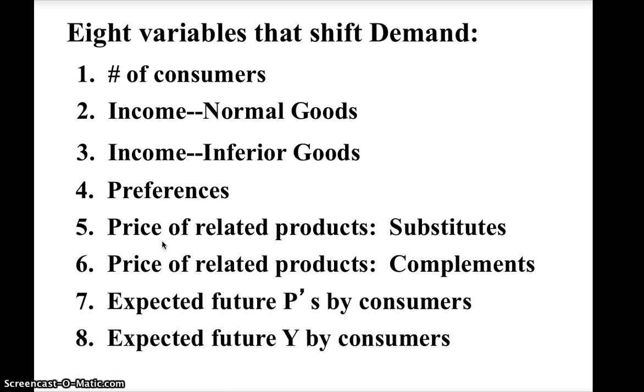The last two are all about expectations. This is expected future prices by consumers and expected future income by consumers. Expected future prices will affect demand in this way. Take, for example, if you expected the price of a new car to drop next week, what are you going to do at this moment in time? Well, you're probably going to put off that purchase, so the demand for the car will decrease at this moment as you wait for that price to drop.